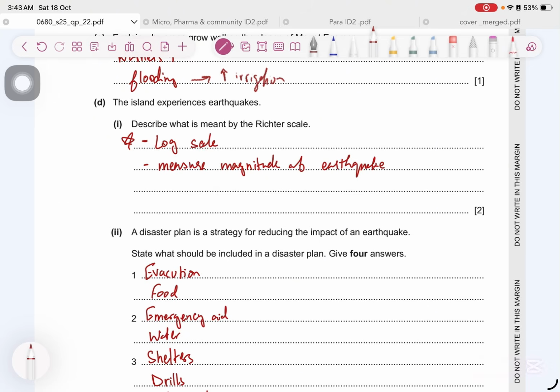The island experiences earthquakes. Describe what is meant by the Richter scale. That is the log scale, or the scale that measures the earthquake or the seismic waves. Okay, the key word here was the log scale. You have to know this. You have to learn this. The Richter scale is a log scale that measures the magnitude of the earthquake. Or if you forgot this part, you can say seismic waves underground.